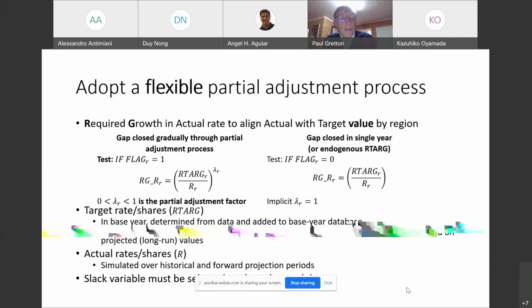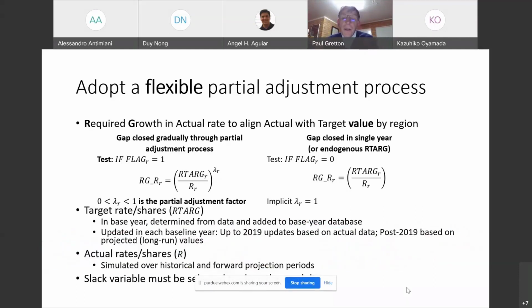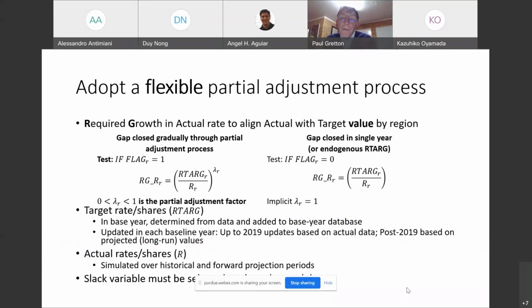And that process is relevant to the forward-looking baseline where we're going to a long-run target. But when we're doing an historical validation, what we'd like to do is target the values that we wish year by year. So from 2011 to 2012, we're going to hit the 2012 value, and from 2012 to 2013, the 2013 value, and so on. And we also might wish to introduce endogenous theory on the target. So to enable that, I have a second element where we close the gap in a single year. The right-hand one is the historical validation. The left-hand is the progressive adjustment to the long run. You can see the partial adjustment factor is between 0 and 1. And for the right-hand case, implicitly the partial adjustment factor is 1.